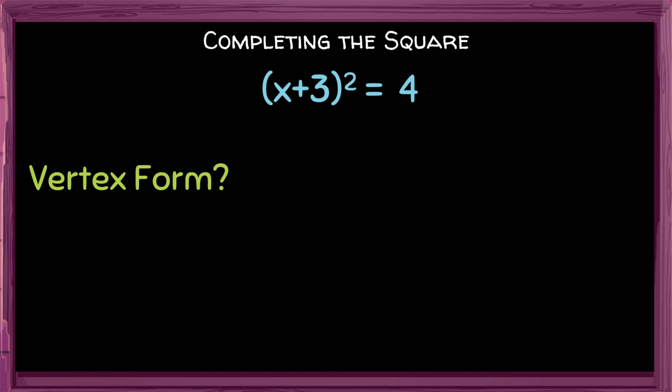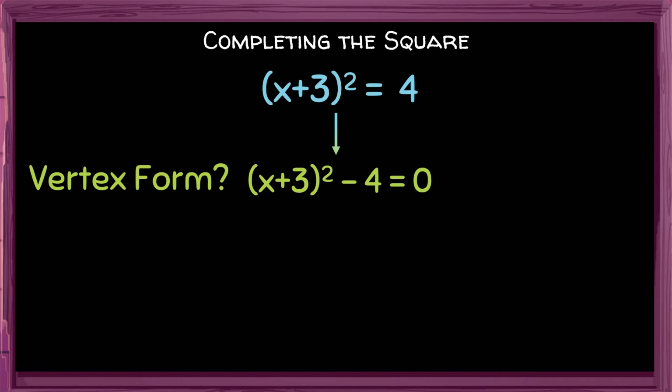Who remembers what vertex form looks like? In the vertex form, we have a parenthesis squared plus or minus a number equals 0. That's right, Tom. So all we need to do here is move the number on the right side of our equation back to the left side. We subtract 4 from both sides and get (x + 3)² − 4 = 0. That's it. That's vertex form. We're done. Wow, that was fast.